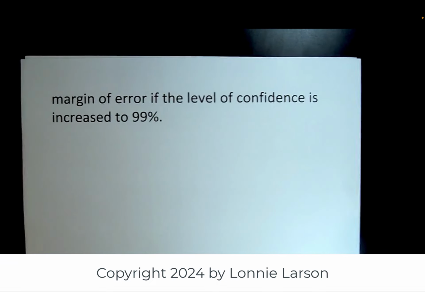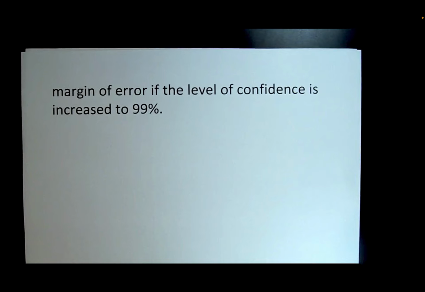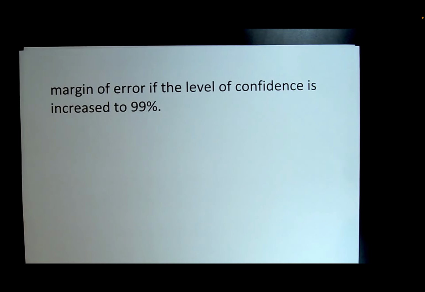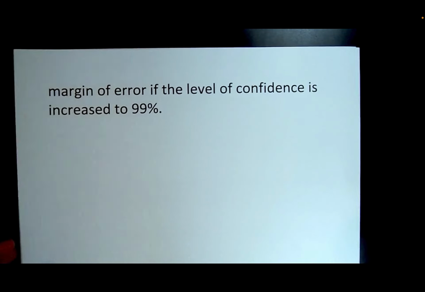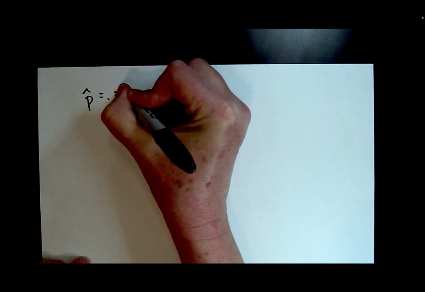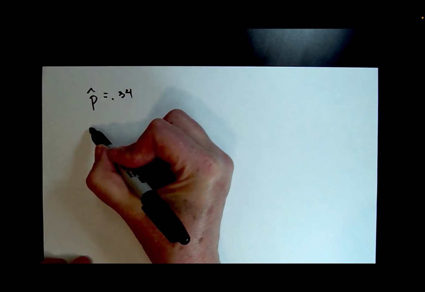Welcome back. So what we still need to do is look at how the margin of error is affected if we now decide that the level of confidence we'd prefer is 99%. So I'm going to use the same formula for the margin of error. And again, it's the same point estimate we had before, namely 0.34.